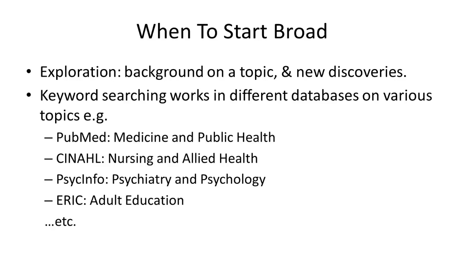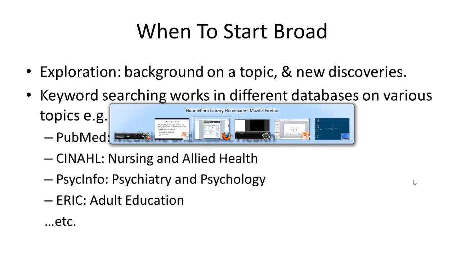For example, you would use PubMed and put your keywords in there if you were looking for articles on medicine and public health topics. Other databases might be CINAHL if it's on nursing and allied health, PsycInfo if it's an article in psychiatry and psychology, the ERIC database if you want information about adult education. The Himmelfarb library has a large number of databases, and I would recommend looking at our library research guides to find out what databases we have on a particular topic.